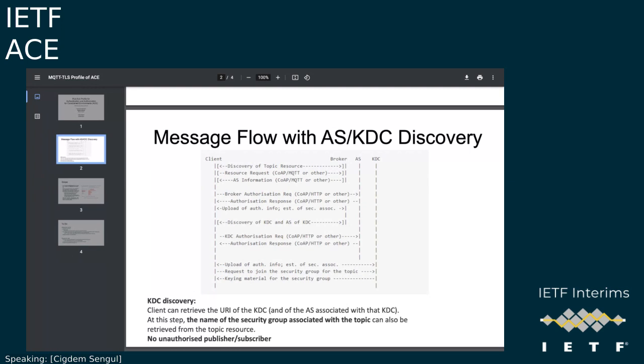We thought this is not a good idea. So we suggested that no unauthorized subscribers or publishers are allowed. To be able to discover the KDC and the associated security group, you need to be authorized, as well as to be able to join the conversation linked to that topic. So those are the two changes. Next slide, please.